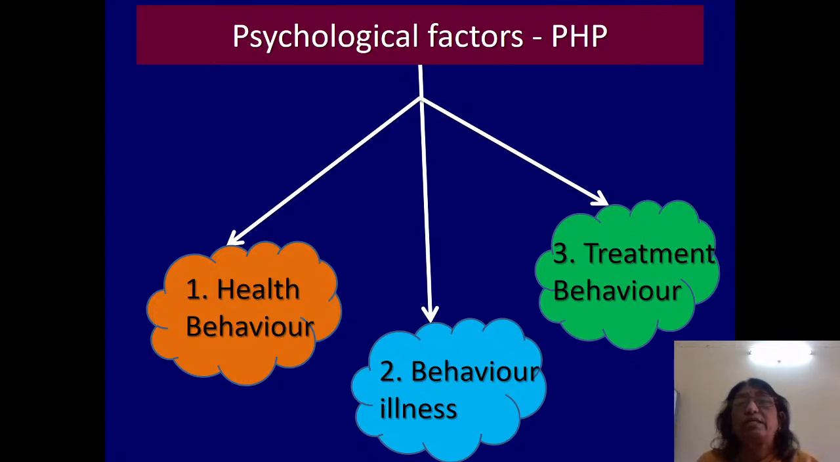Then psychological factors. What are the different psychological factors on which the behavior of a person depends? One is health behavior. The other is sickness behavior. When they are healthy, how do they behave? They behave normally because their physical health and mental health are in normal condition. But when they are ill, when they are on treatment, their behavior is different.